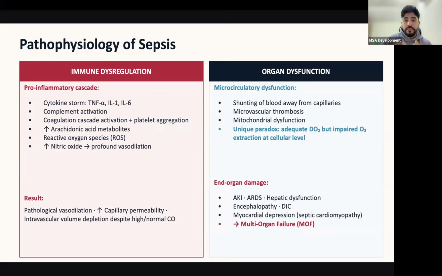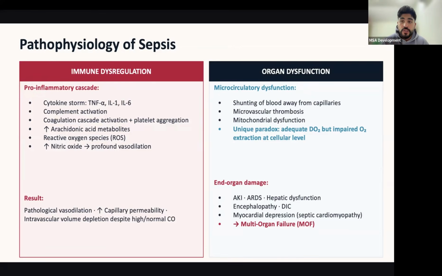Okay, so it will, of course, cause an organ dysfunction. Why? Because it's going to shunt the blood away from the capillaries, right? That's number 1. You're going to get microvascular thrombosis because of these platelets aggregated and these coagulation cascades being activated, right? And something that's unique, that you're giving them oxygen. Delivery of oxygen is adequate. However, oxygen extraction at the cellular level is what's affected. Hence, sepsis. Okay, so in the question, they might tell you that they're receiving oxygen and stuff, yet they're not responding to it. So this means that we're having impaired oxygen extraction at the cellular level.